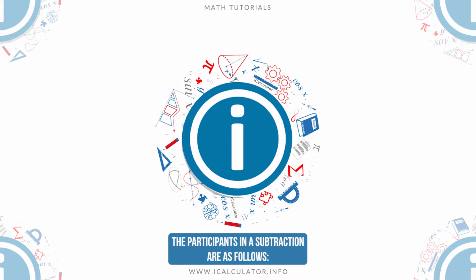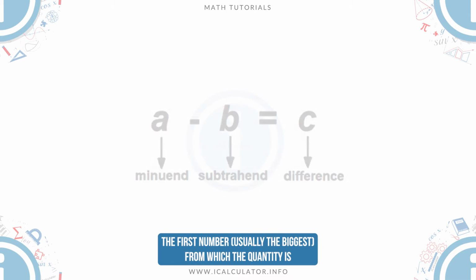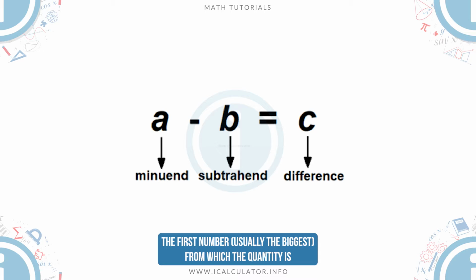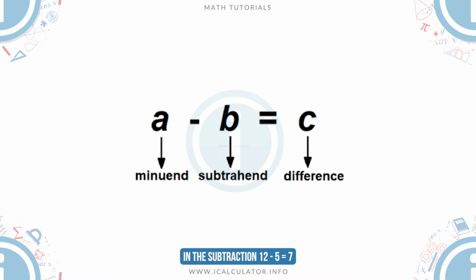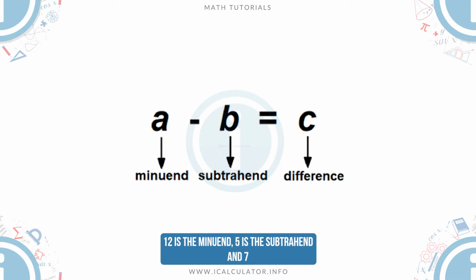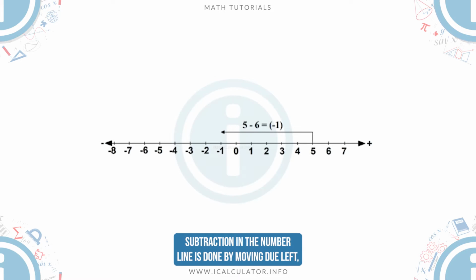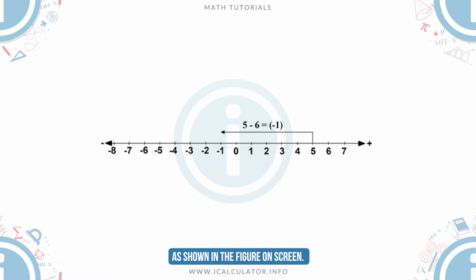The participants in a subtraction are as follows: the first number, usually the biggest, from which the quantity is subtracted is called minuend. The quantity subtracted is called subtrahend, while the result of subtraction is known as difference. For example, in the subtraction 12 minus 5 equals 7, 12 is the minuend, 5 is the subtrahend, and 7 is the difference of subtraction, or simply difference. Subtraction in the number line is done by moving due left, as shown in the figure on screen.